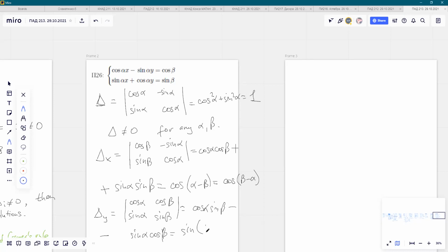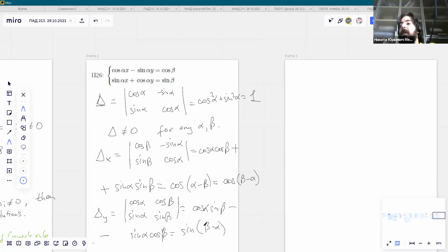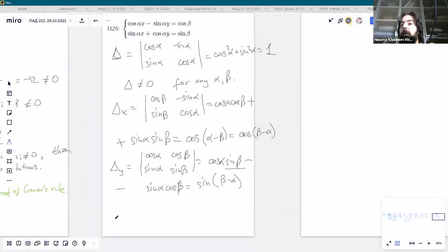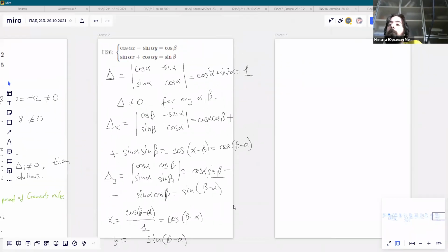It's sine beta minus alpha. In fact, beta minus alpha. Here for the sign, it matters, and it is beta minus alpha because beta here is in the sign. Yes. And so altogether, we obtain the result that x equals this divided by 1, that is simply this cosine, and y equals, well, the sine of the same angle. Okay.